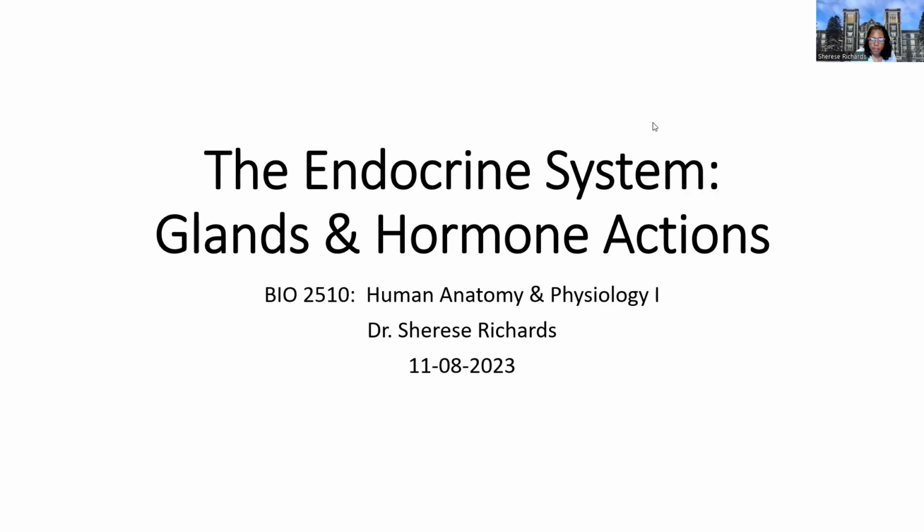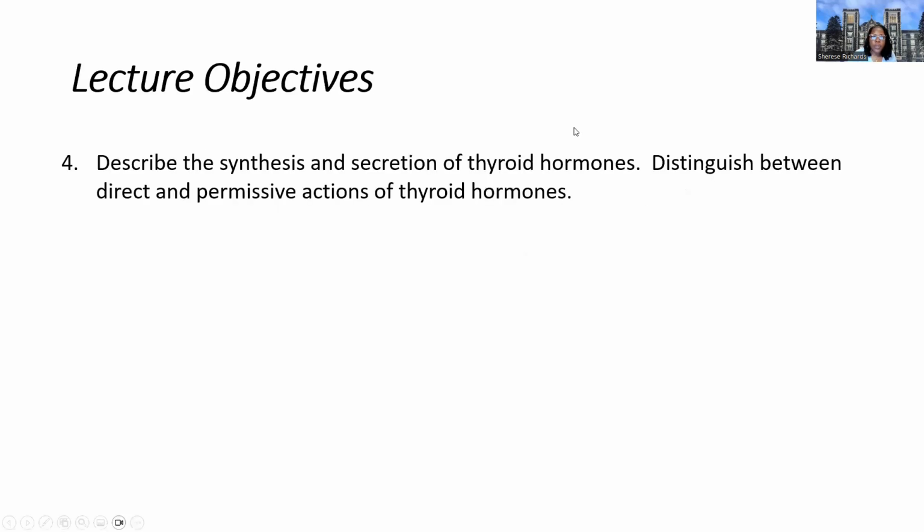Begin the endocrine system. Now we're going to look at the glands and hormone actions. So we're going to get into the actual axes and we're going to describe the synthesis and secretion of thyroid hormones and distinguish between direct and permissive actions of thyroid hormones.